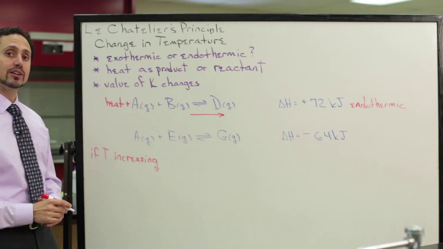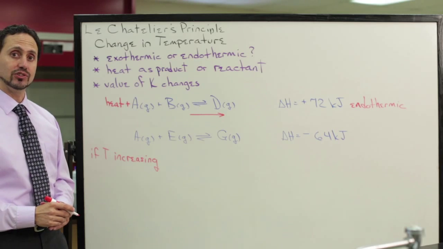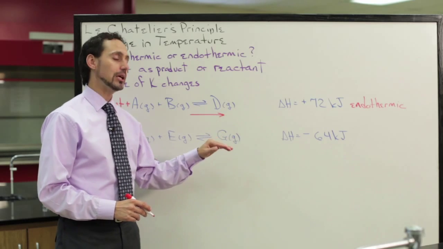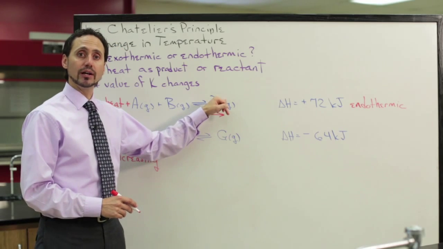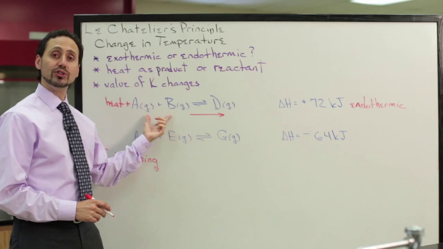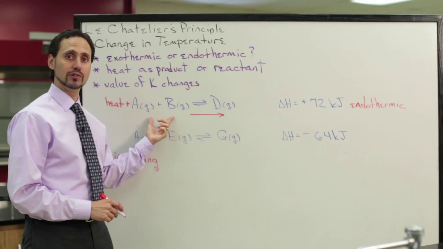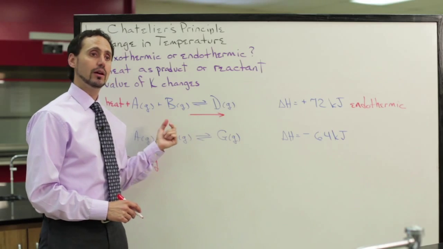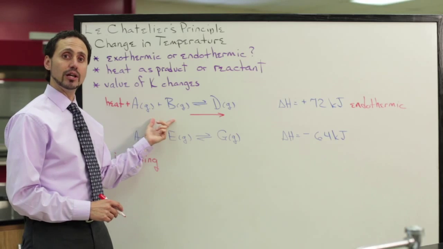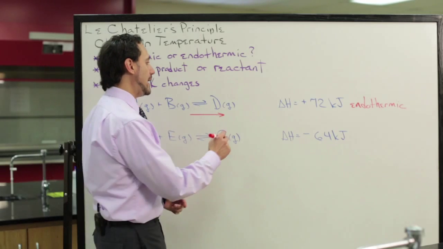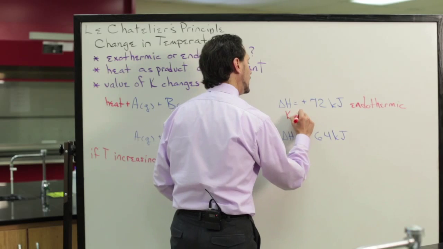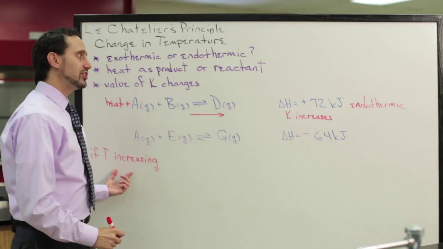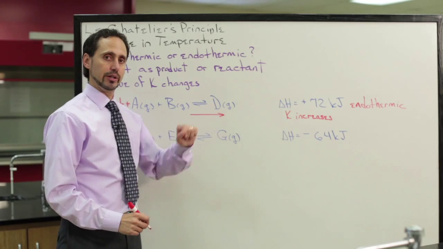Now, what would be the effect on the value of the equilibrium constant in this case? If the reaction is shifting to the right, that means we're producing more of the product and we're using up or decreasing the amounts of the reactants. So the concentration on the numerator side is getting bigger. The concentrations on the denominator are getting smaller. So that means that K increases if you increase the temperature in an endothermic reaction.